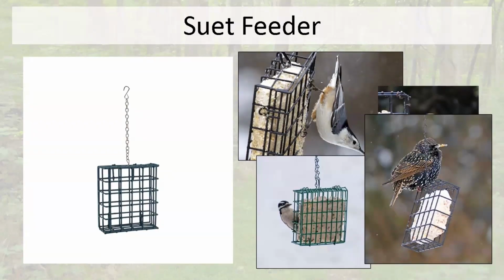The way they work is that the suet is presented upside down, like it's covered from above, so the bird has to hang upside down to get the suet. But things like nuthatches and woodpeckers have no problem doing that, and starlings will not do that.